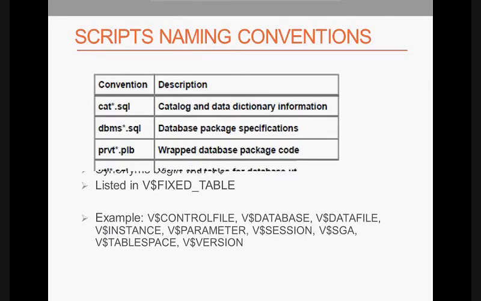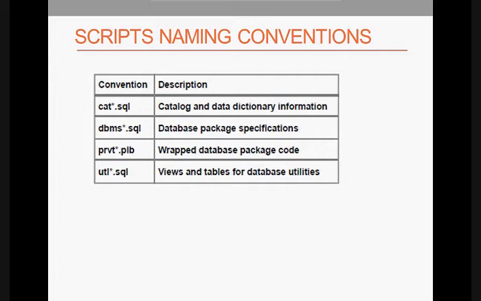These are some naming conventions for Oracle scripts. We can have an idea about the work of a script on running by looking at its name. For example, cat*.sql means scripts whose names start with cat. They give catalog and data dictionary information. DBMS*.sql, database package specifications. PRVT*.plb, wrapped database package code. utl*.sql, views and tables for database utilities.